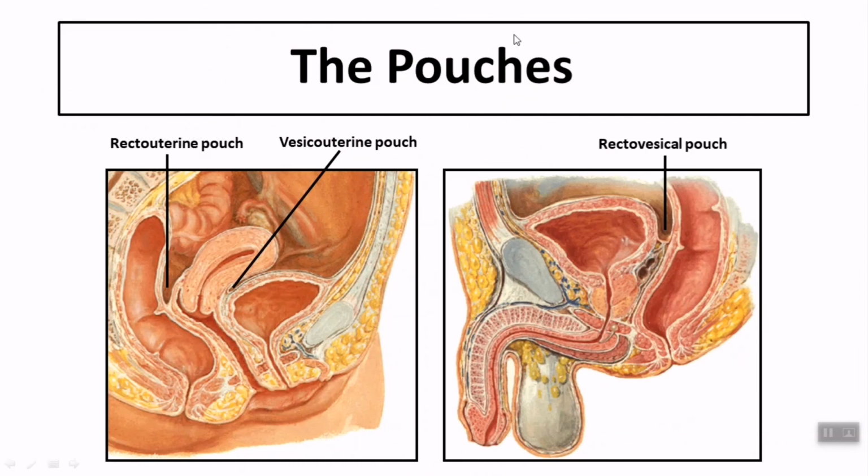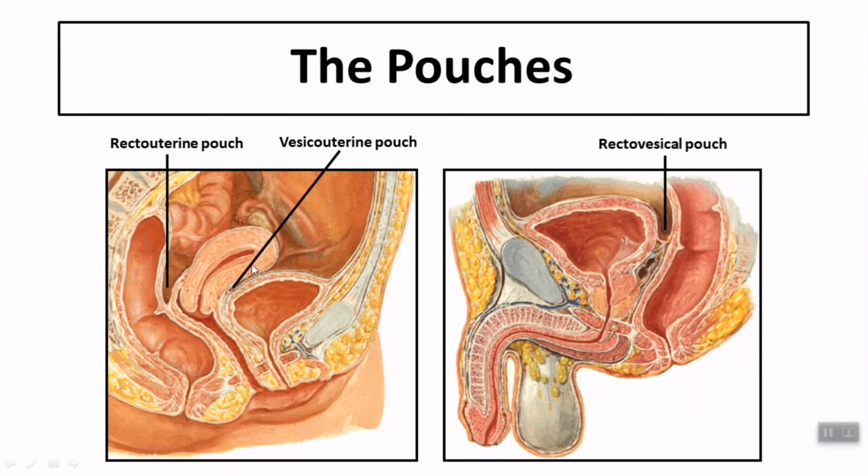Another form of spaces, formed by reflection of the peritoneal layer on certain organs, is what we call the pouches. In females, we have the rectouterine pouch. Here, the peritoneum covering the rectum is reflected onto the posterior surface of the uterus, and this space forms the rectouterine pouch, between the rectum and the uterus.